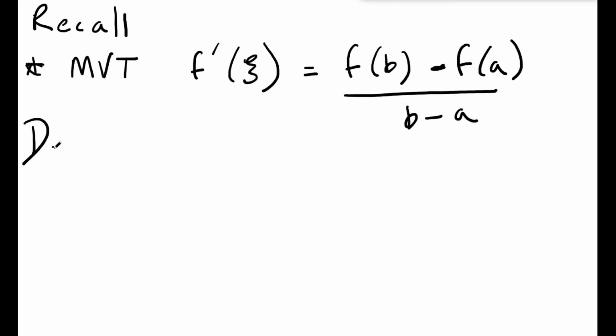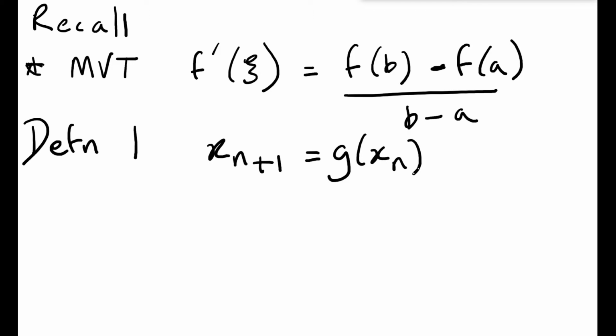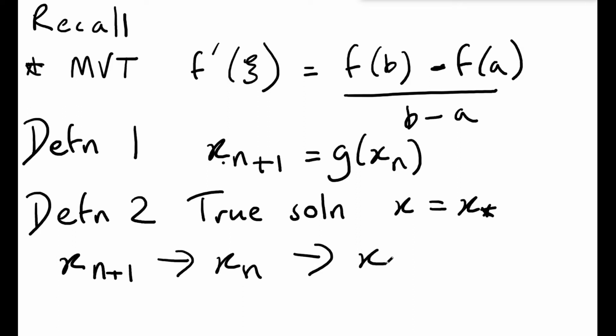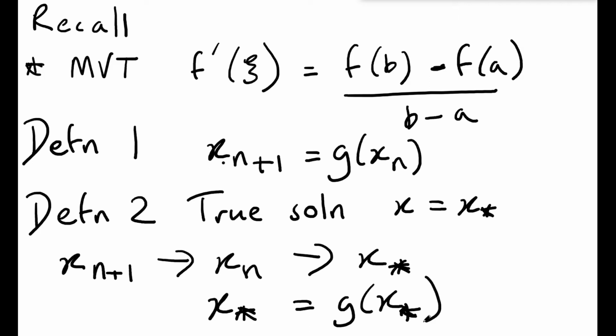And then we had a couple of definitions. We had definition 1, which was simply your fixed point algorithm, just written down. And then definition 2 is the true solution. That's x equals x star. And that's basically saying when you reach the true solution, x n plus 1 and x n go to x star. Yeah, they all converge together, just like that case of it spiraling into the solution. So when you do that, then you have x star equals g of x star. Okay, so that's the background we set up last time.